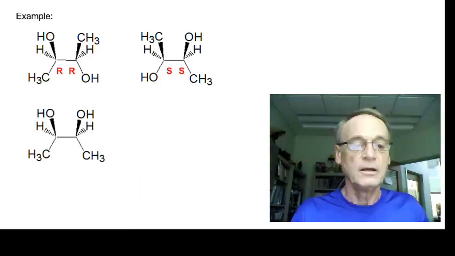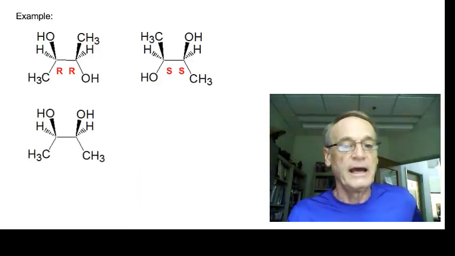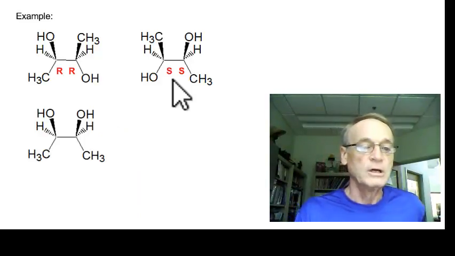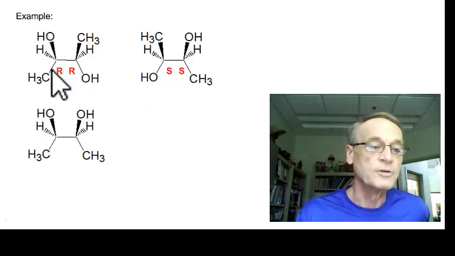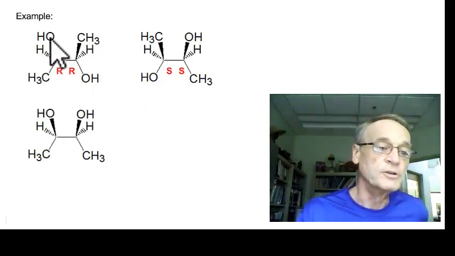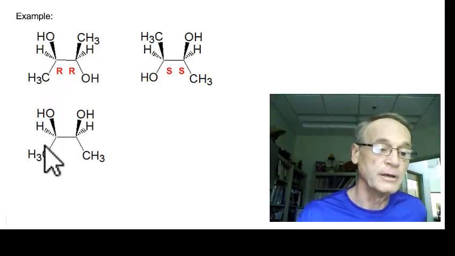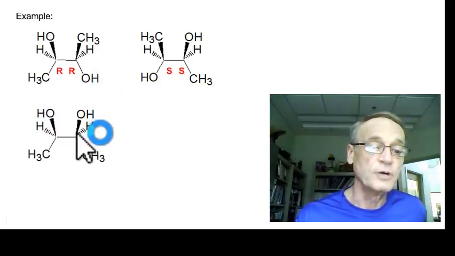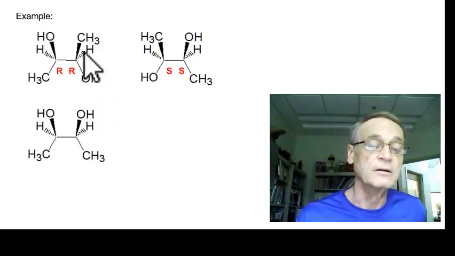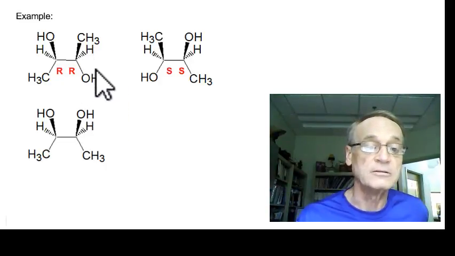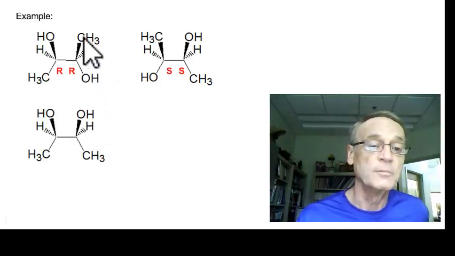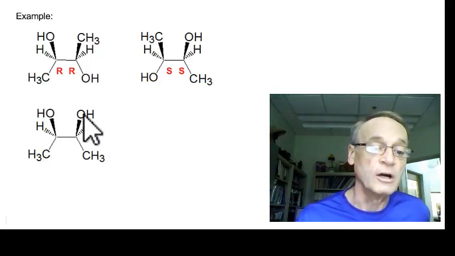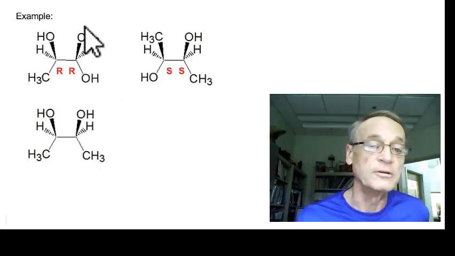Now, I've drawn a third molecule here. How is this one related to the other two? Well, notice that I've kept this carbon the same. So we have an OH in front, hydrogen in back, and a methyl down. OH in front, hydrogen in back, methyl down. So these two carbons, I think you can see, are exactly the same. These two carbons, on the other hand, I have switched two groups. I've kept the hydrogen in back, keeping it easier to do R's and S's, but notice that the methyl and the OH here are switched. So it's OH up and methyl down. Here it's methyl up and OH down. So I switched two groups.